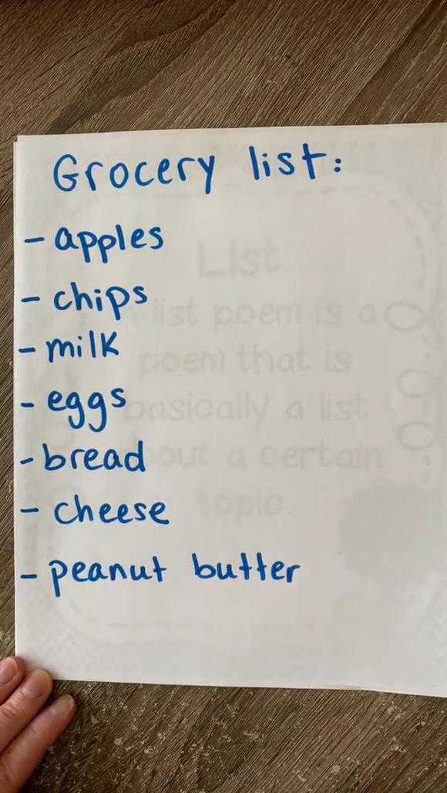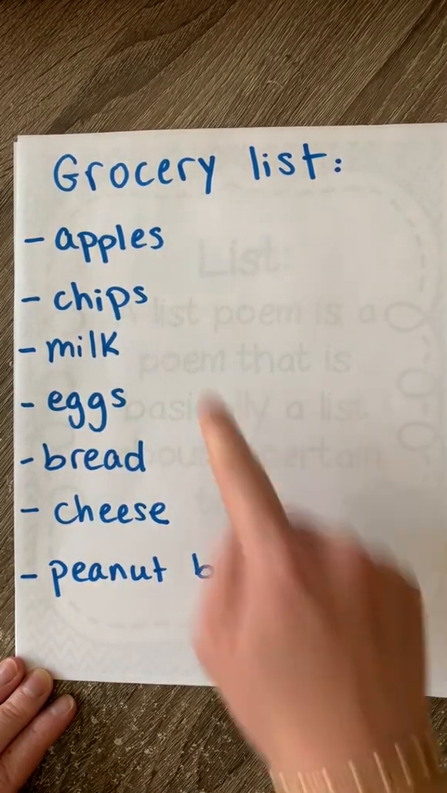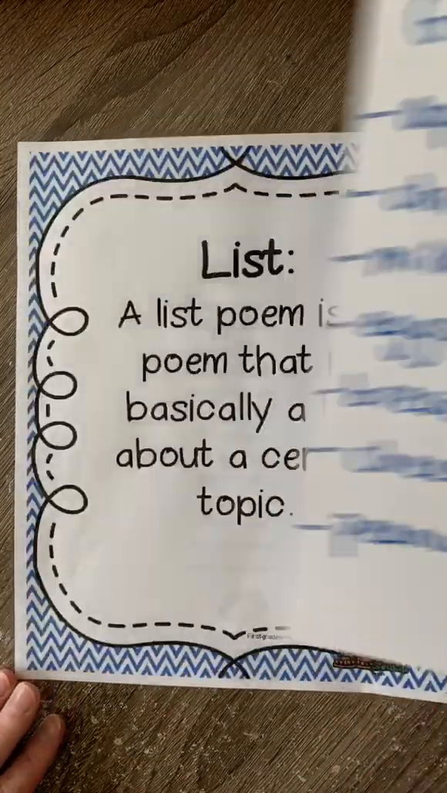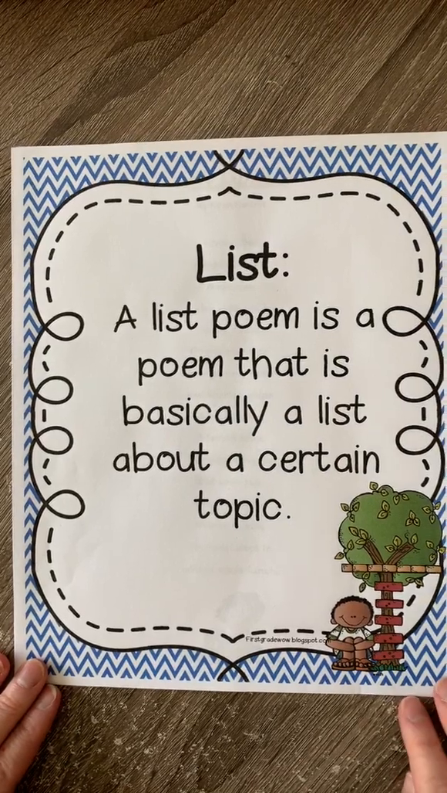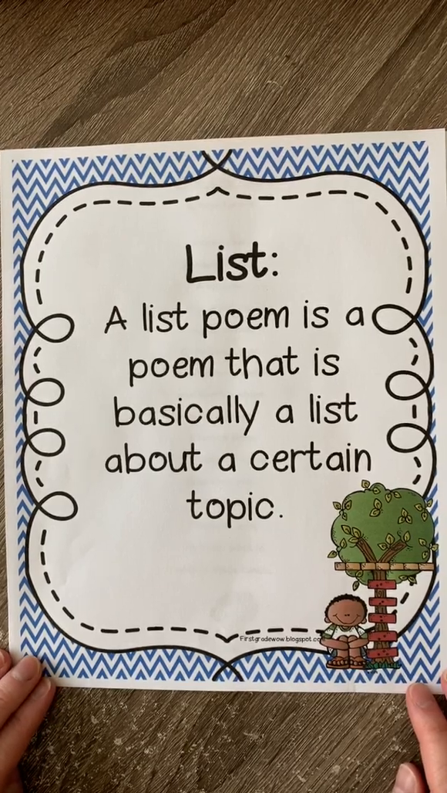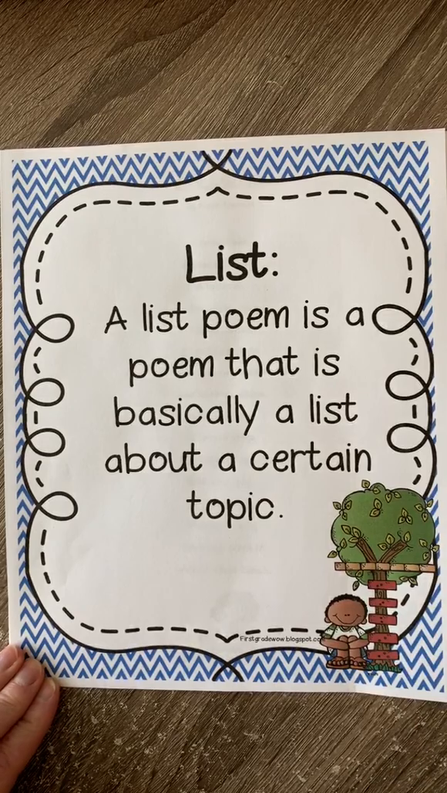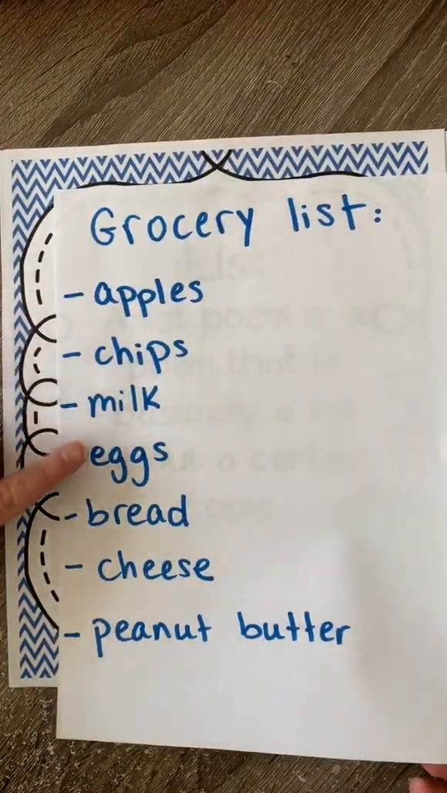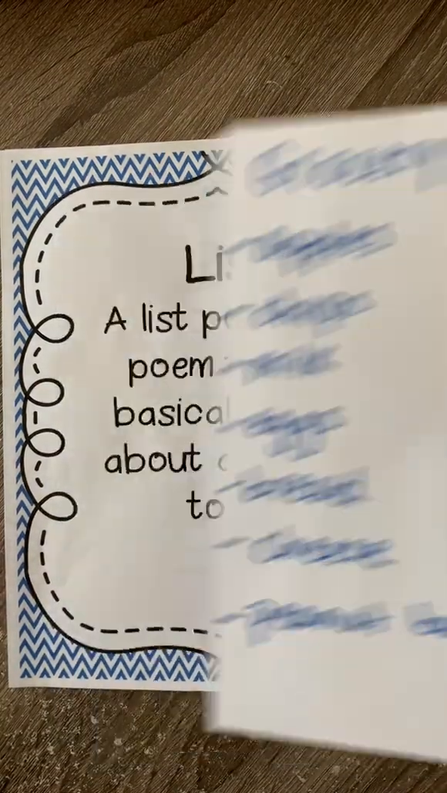This is my grocery list, but did you know that you can use a list to help you write a poem? You absolutely can. Today we're going to learn about how to write a list poem. A list poem is a poem that basically is a list about a certain topic. You can write a list poem about anything you want, and you list the details or each line of your poem, one right after the other, just like my grocery store list.